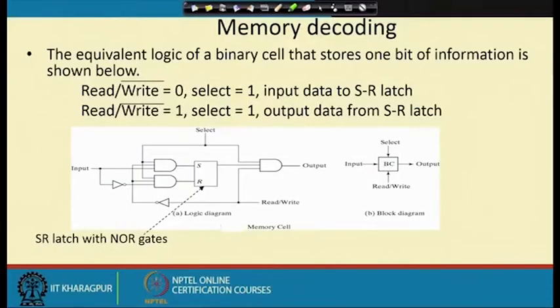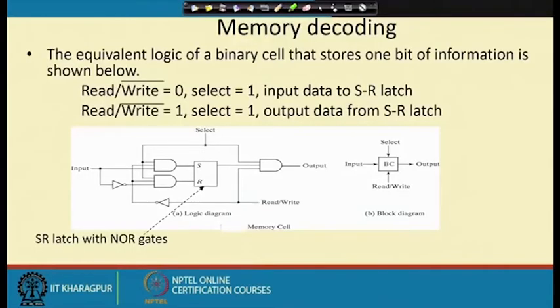The equivalent logic circuitry for a binary cell that stores 1 bit of information can be like this. This is just an equivalent circuitry, so actual RAM cells are not like that. I told you that individual SRAM cells require only 6 transistors, but here you see that I have put an SR flip flop.